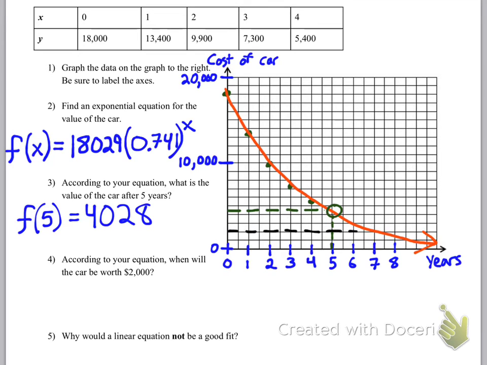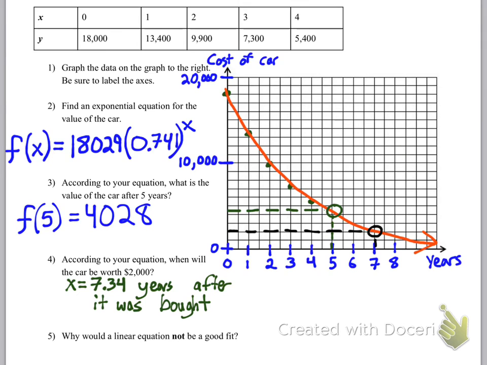For the next problem, we're actually going to set up when is the car worth $2,000. That's the y value. On Desmos, you'll want to type in y equals 2,000. And when you get that, you get x is approximately 7.335 years, and that is the years after the car was bought.